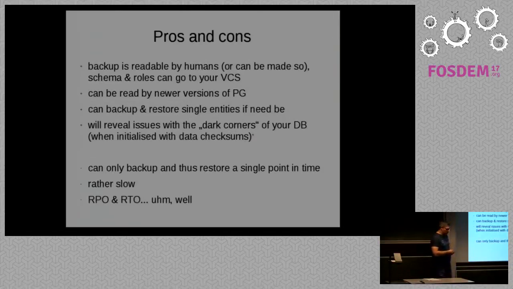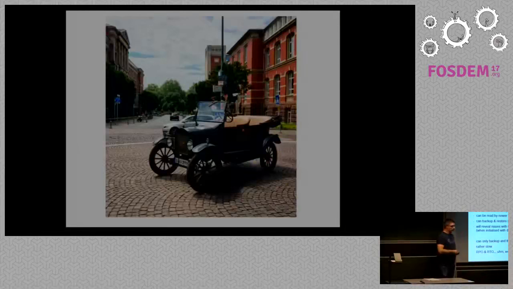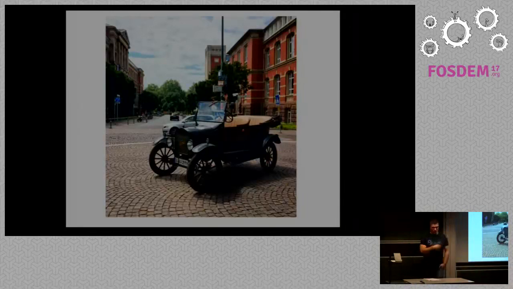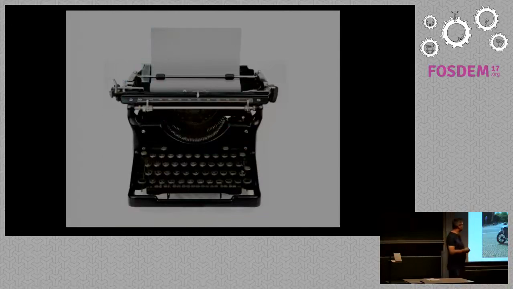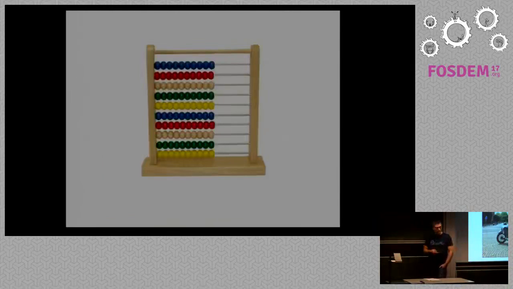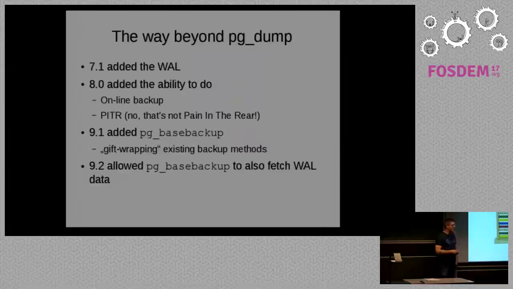You can only back up and restore a single point in time. It's rather slow. Yeah, RTO, RPO, not what you want. It's like commuting in this. It will get you there. When it starts raining, it might be uncomfortable, and you will not be fast and comfy and so on. Or it's like writing your texts with this. Or it's like doing your calculations with this. It still works when you have no power. You will need light for this one, but it will still work, right?